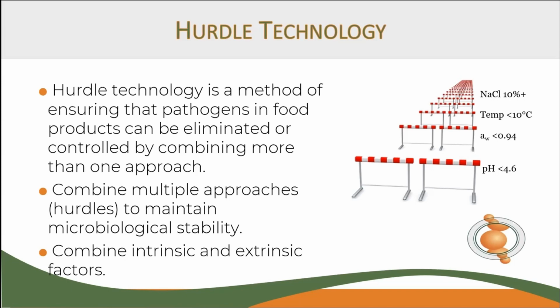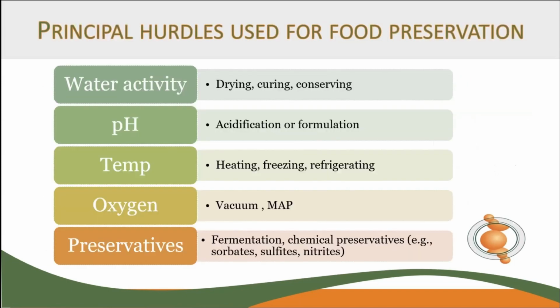You can also combine intrinsic and extrinsic factors. For example, keeping kimchi in refrigerated condition, right? It's a low pH, but you still want to keep it in refrigerated condition. This is a summary of principal hurdles used for food preservation.